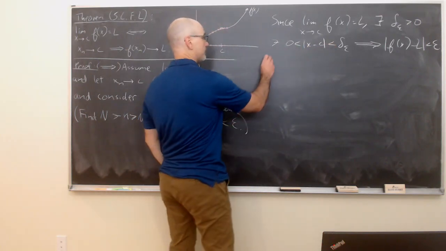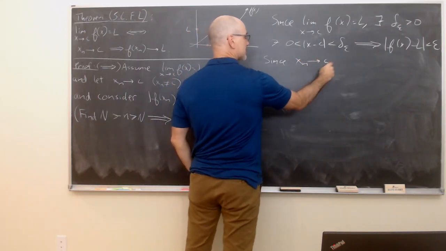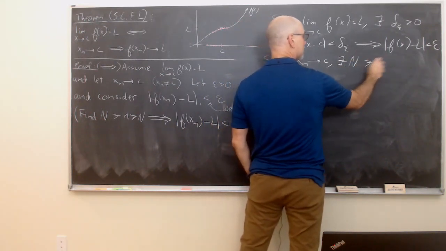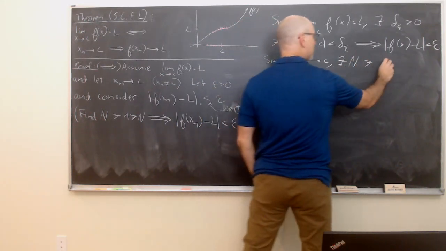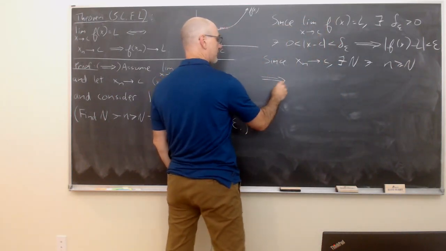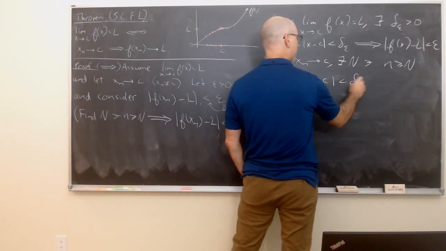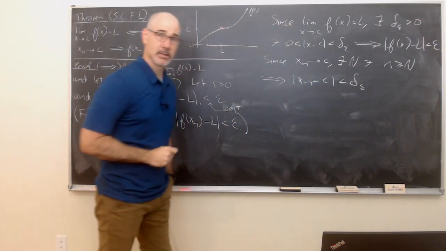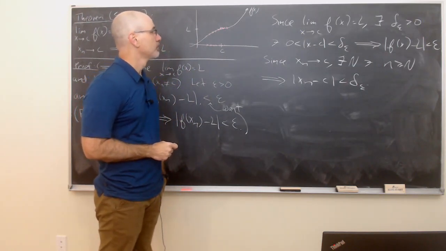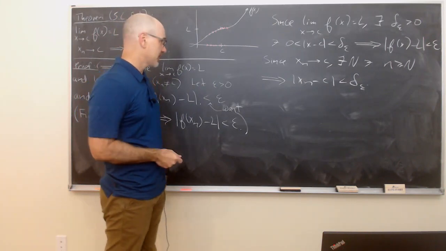Right? So since x_n converges to c, there exists a capital N such that if I am far enough out in the sequence, I can make x_n minus c be less than delta. And basically that completes the proof. We just have to put it together.